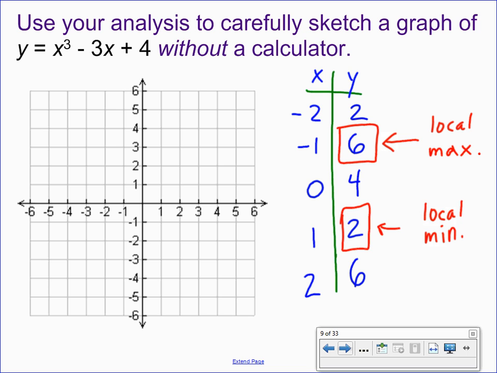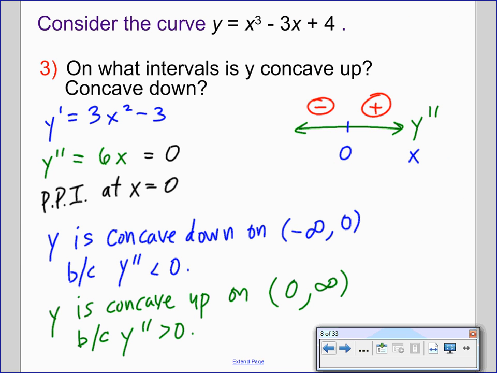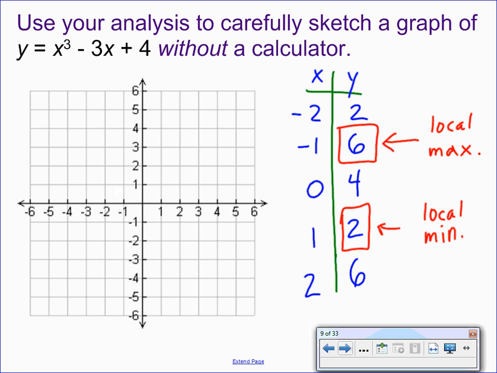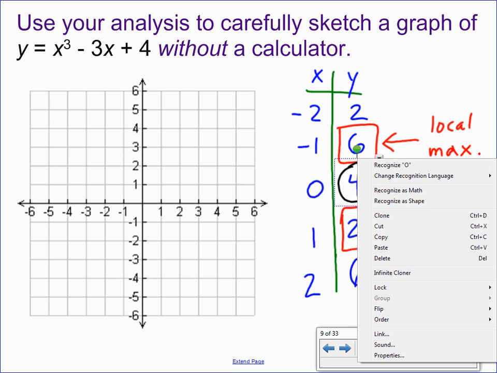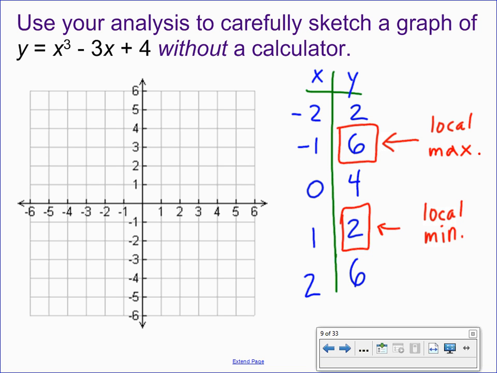And what other key point did we have? We saw that y double prime changed signs at x equals 0, therefore that's what feature on y? A point of inflection, or inflection point. So it looks like that whole point, I should say, 0, 4, I'll just put an arrow to it, is an inflection point. 0, 4 is a point of inflection. Okay. Awesome. Can we put it all together? Yes, we can. So here we go. -2, 2.